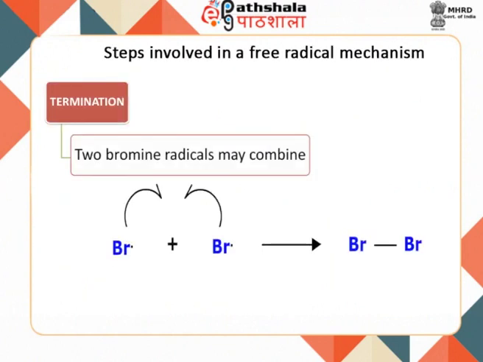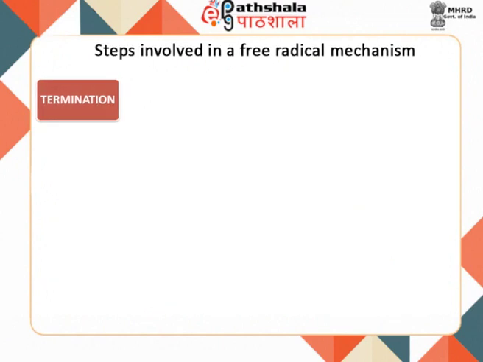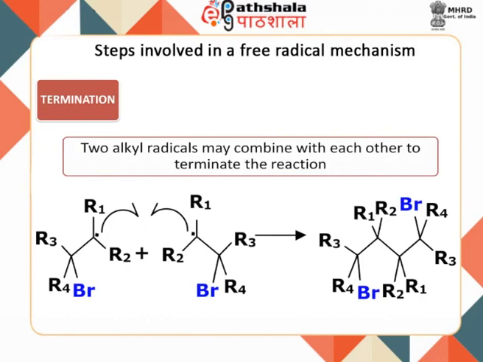Two bromine radicals may combine, leading to the formation of bromine as a byproduct. In very few cases, two alkyl radicals combine with each other to terminate the reaction and lead to higher alkanes as byproduct.